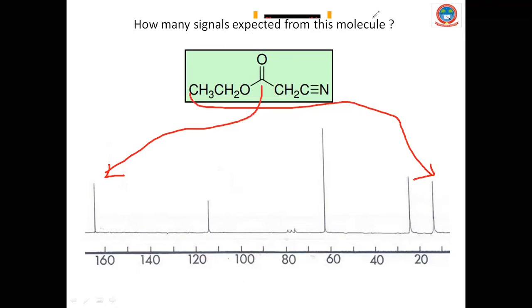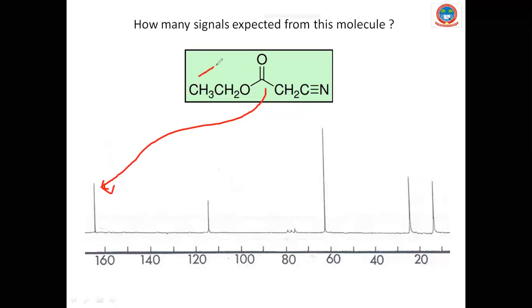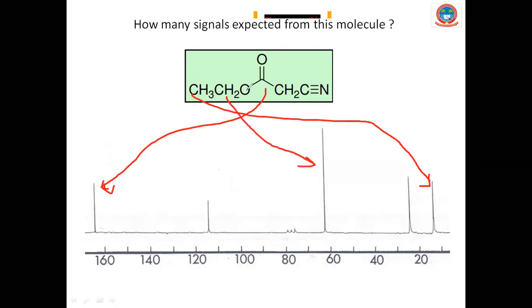Okay, let us go for this now. This peak is for the carbonyl carbon. No problem. This is for methyl, there is no doubt in this. Now three peaks have to be arranged. We know this is for the carbon which has oxygen attached to it. Right, there is no issue in this. Next one.